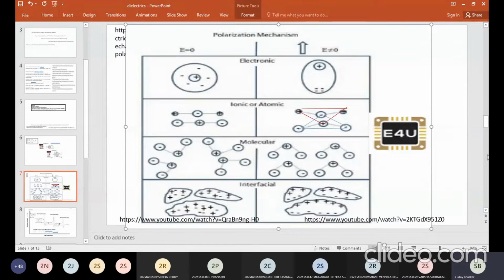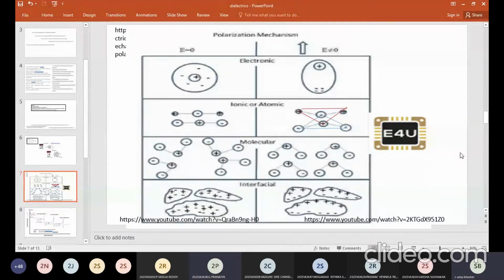When you apply an electric field, what happens? Their positions change. They are arranged in a specified manner. Good. To arrange them, what do you do?